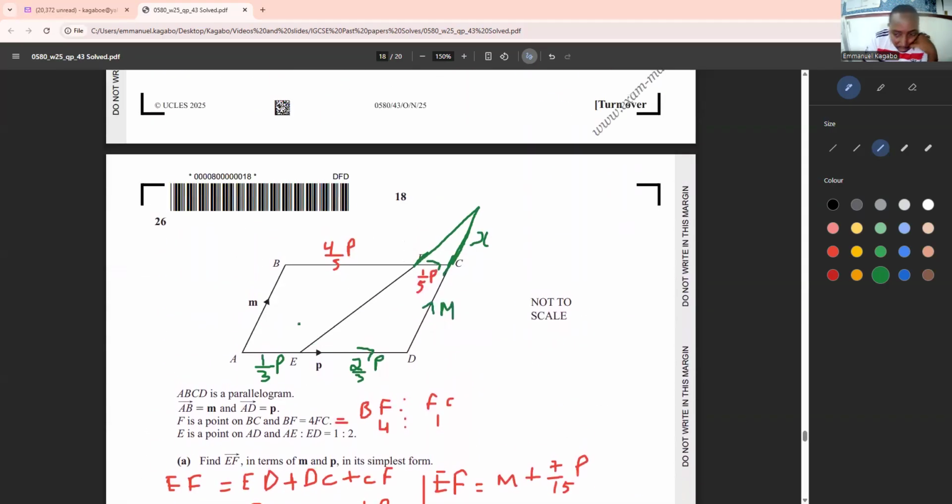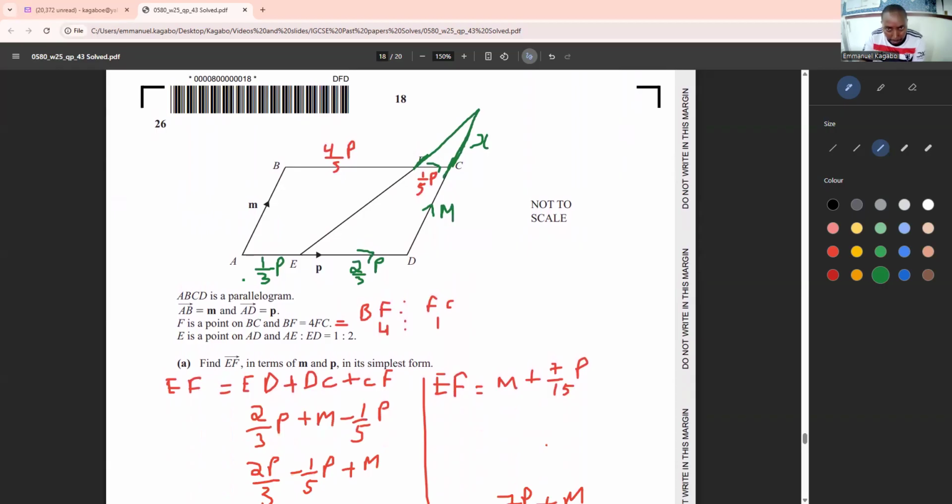Okay, next question. Question 26. Question 26 is a vector question. So let us try to analyze the question, and then we see if we can do the question very well. Okay.